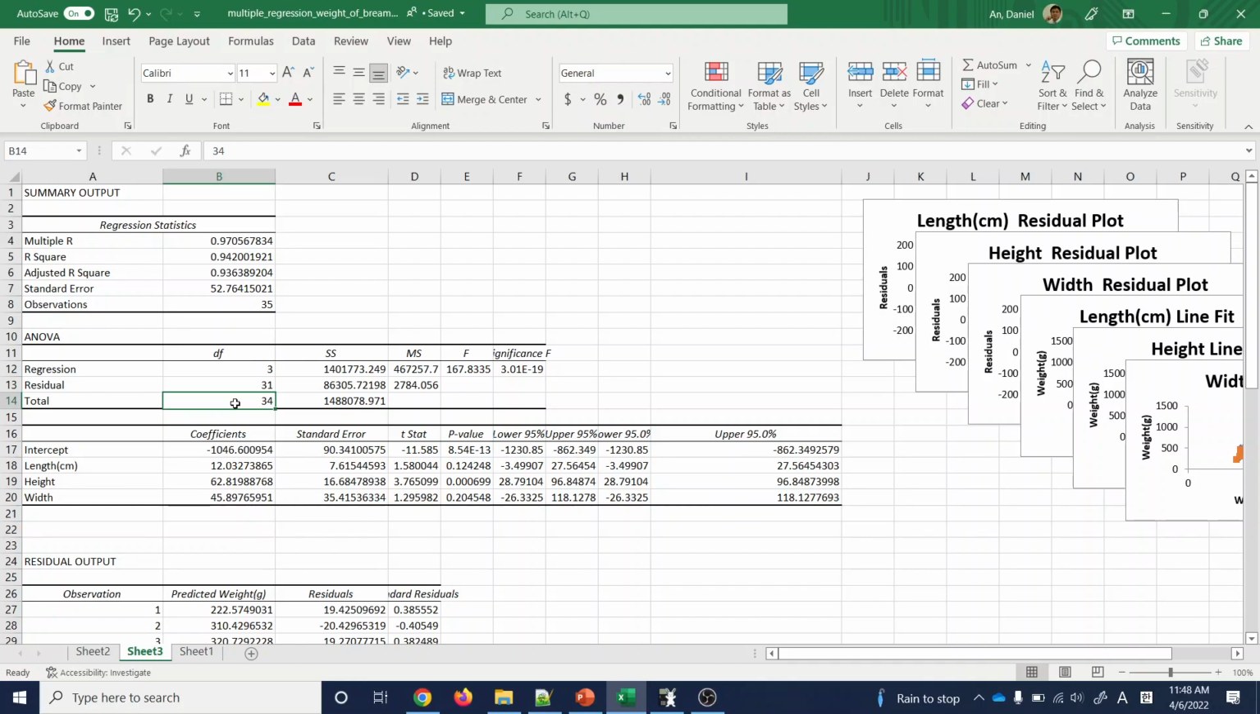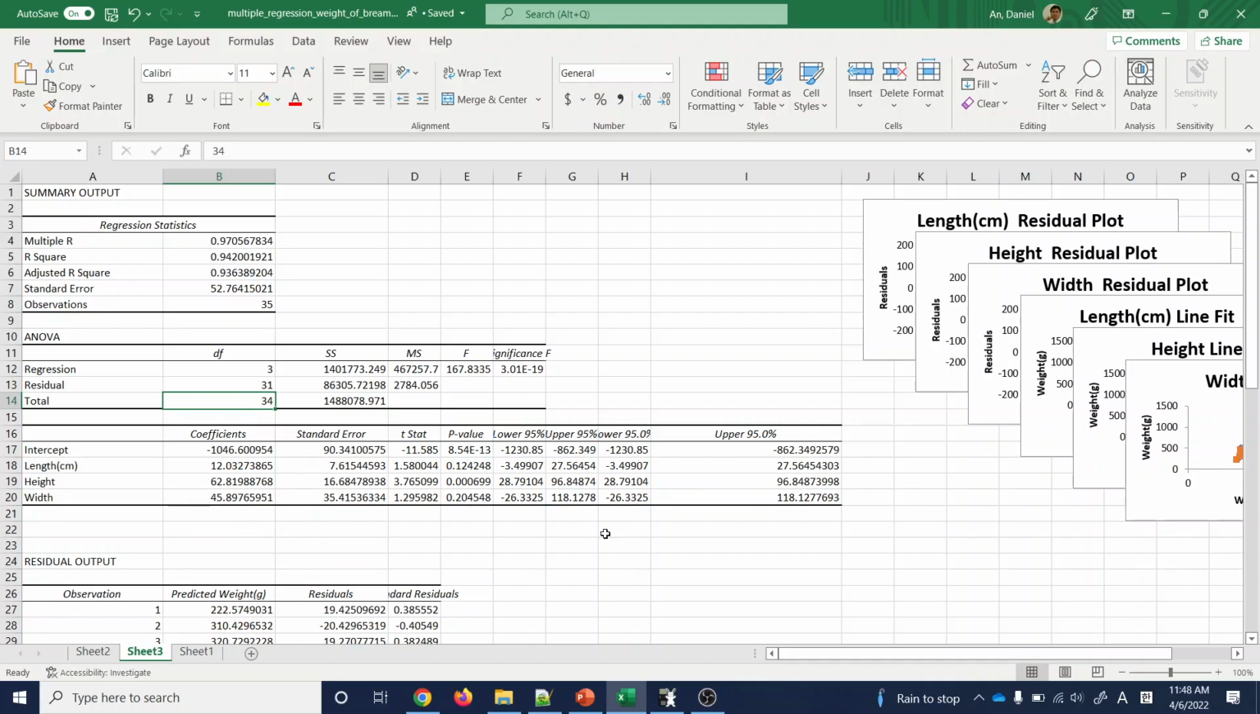And then the total regression is just simply the sum of these two, because this 31 is n minus 1 minus 3, if you add up these things, you end up with n minus 1. So the total degrees of freedom would be n minus 1.